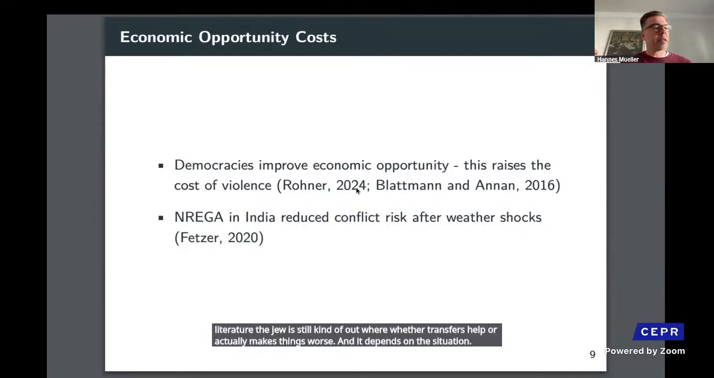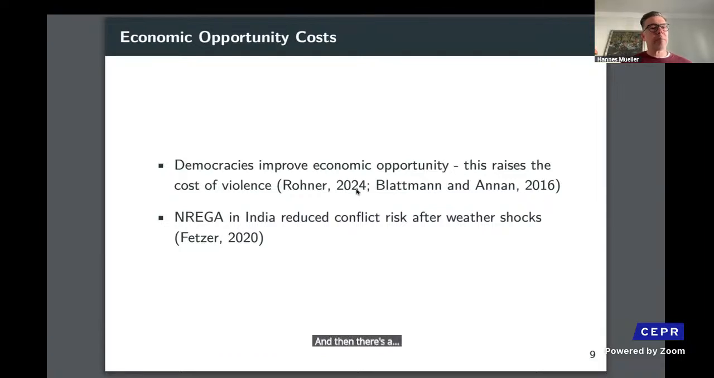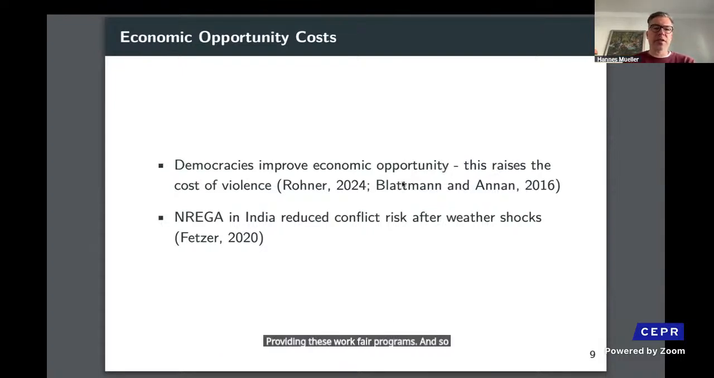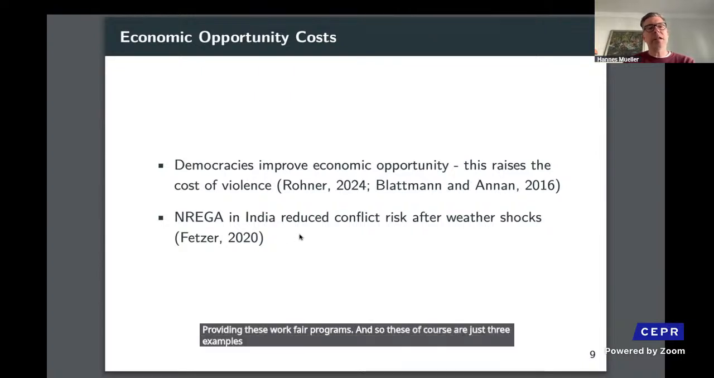And then there's a workfare program in India, which is analyzed by Timo Fetzer, which directly relates to conflict, this paper. And he shows that if you have weather shocks and people become desperate after weather shocks, then you can really prevent conflict by providing these workfare programs, right? And so these, of course, are just three examples of a large literature, but there's quite a lot of evidence on the fact that these economic institutions or political institutions working through economic outcomes can really help in preventing conflict.